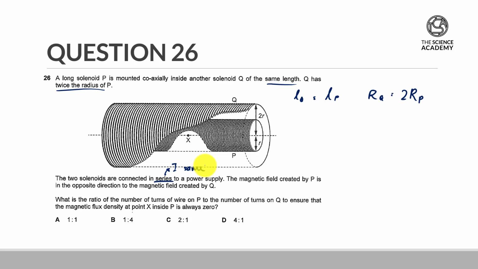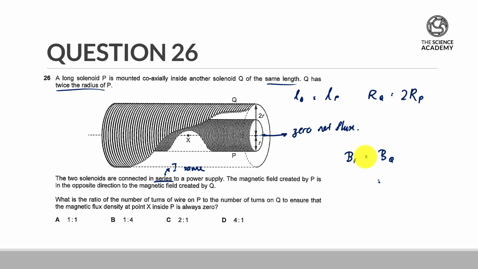So we are asked what is the ratio of the number of turns of wire on P to the number of turns on Q to ensure that the magnetic flux inside P is always going to be 0. So because we want the magnetic flux inside here to be 0, this must mean that the magnetic flux density of P must be equal to the magnetic flux density of Q.